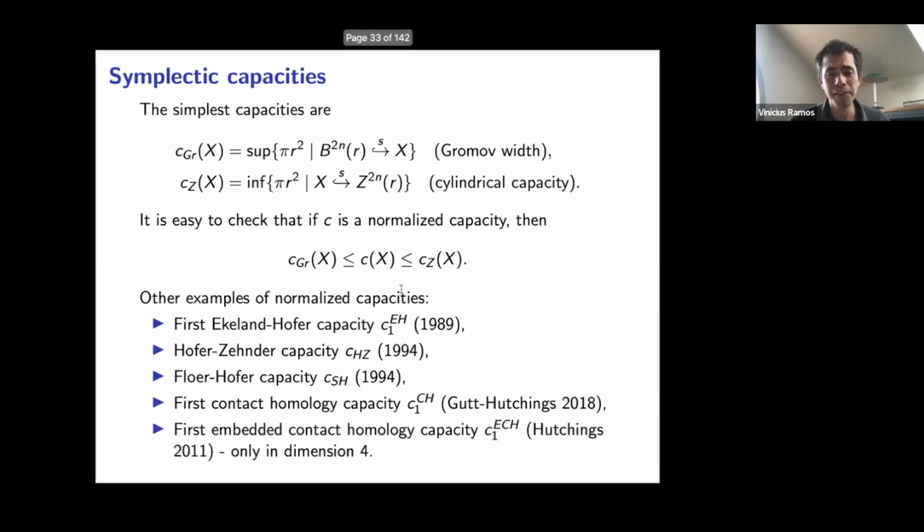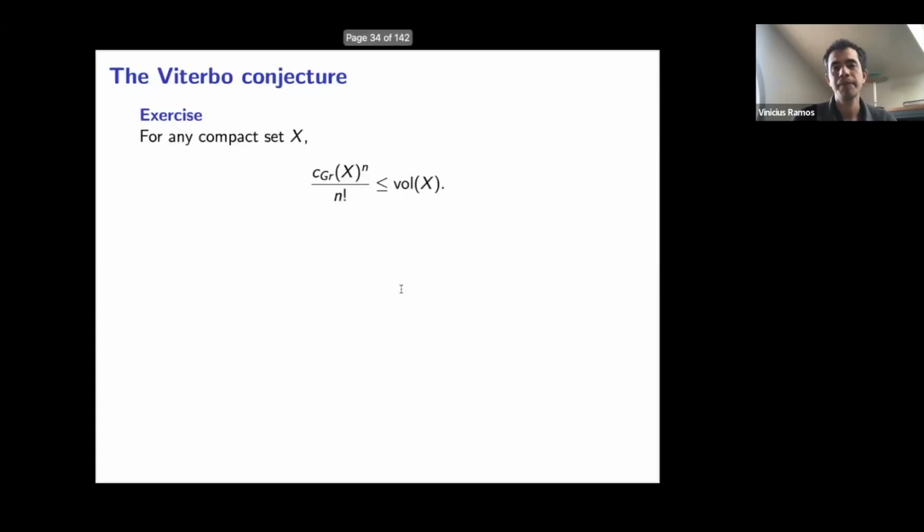And in dimension 4, there are the embedded contact homology capacities. And there are other capacities, but these are just some examples of normalized capacities. Okay, so let's talk about the Viterbo conjecture, which is a conjecture about capacities.